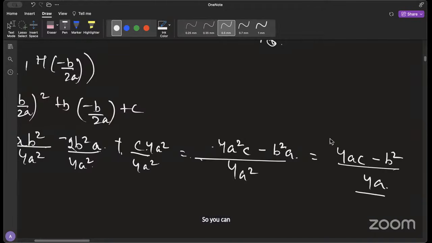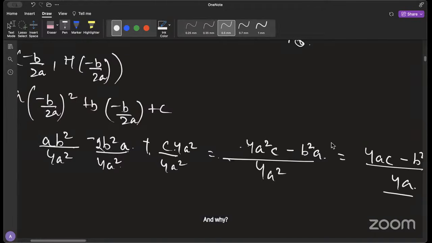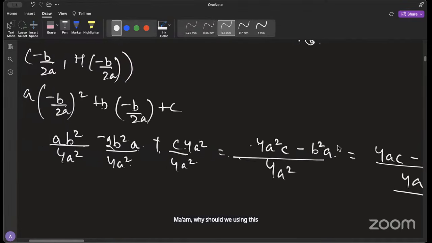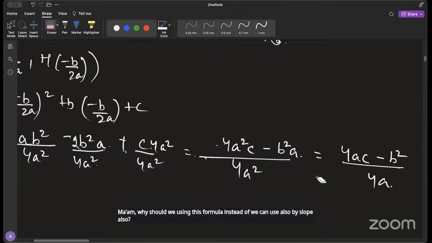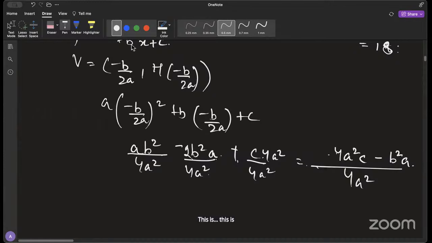So you can use this formula. But why should we use this formula instead of using the slope also? This is what you get using slope. The claim that your vertex is minus b by 2a, comma h of minus b by 2a, follows from slope.